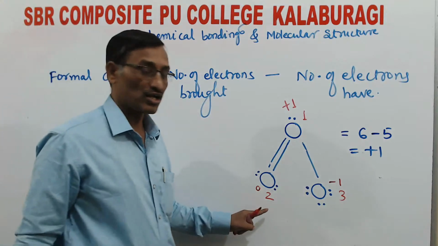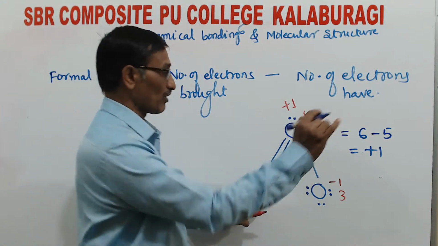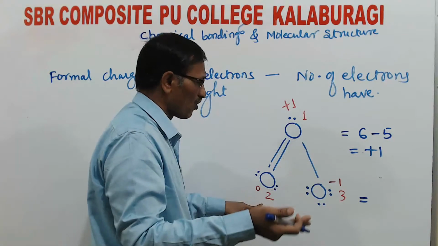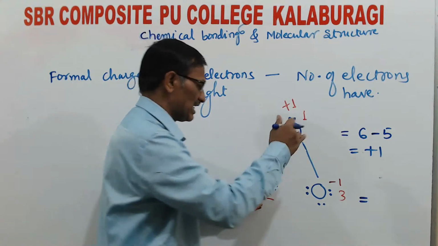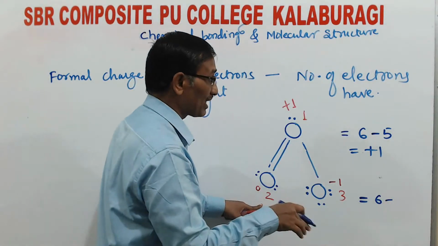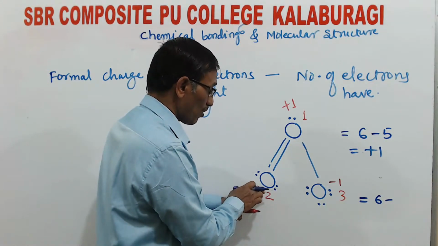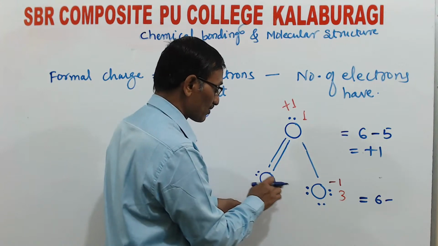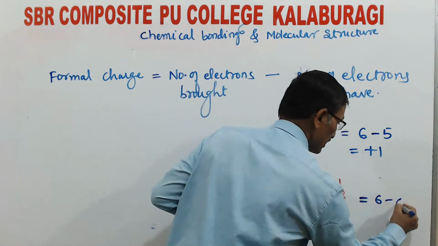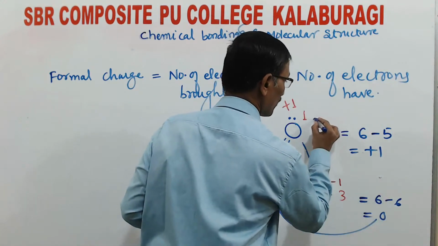Even we can go for the oxygen atom 2. In this case, if you are very fast while taking so many examples, you will know it very easily. That is 6 again, number of electrons brought is 6. And number of electrons oxygen 2 has: 1, 2, 3, 4, 5, 6. 6 minus 6 is 0, student, 0. This is for 2. This is for 1.